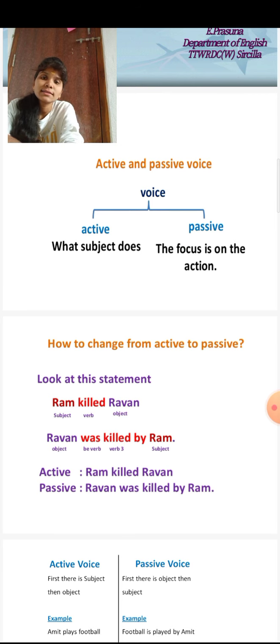Or in this sentence we can see, for example, Rama killed Ravana. Here Rama is the subject, killed is the verb, and Ravana is the object. In this there is no prepositional form and there is no participle. It depends totally on the statement of the sentence in active voice only.